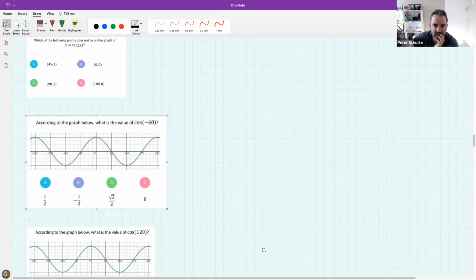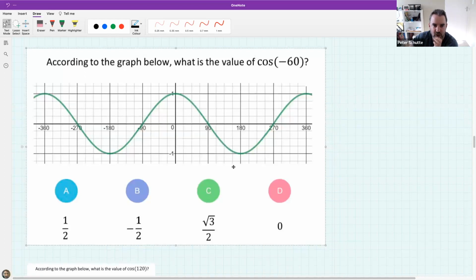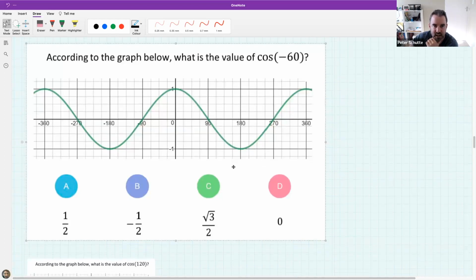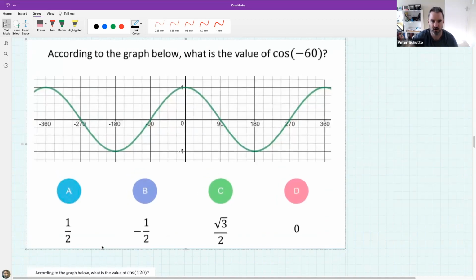Okay, let's look at this one. What is the value of the cos of minus 60 if you look at this graph? So can you find, without a calculator, what is the value of the cos of minus 60 if you just look at this graph? Where is minus 60? I feel like it's going to be here somewhere, because this is 22, that's 45, or minus 45.